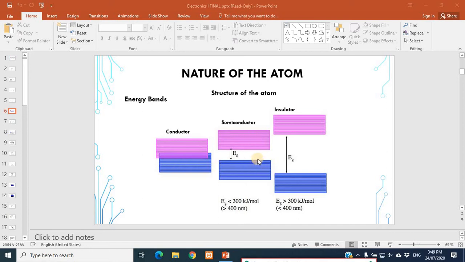But in semiconductors, their electrical properties lie between that of the conductors and the insulators. Insulators are very, very poor conductors. As you can see, the reason why they are poor is because for you to have any electron moving from the valence band to the conduction band, you need a huge amount of energy to do that.